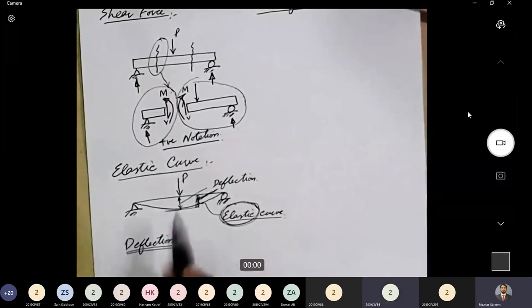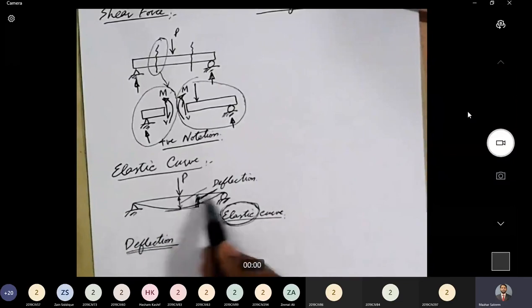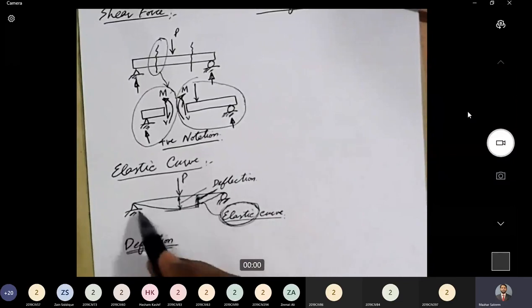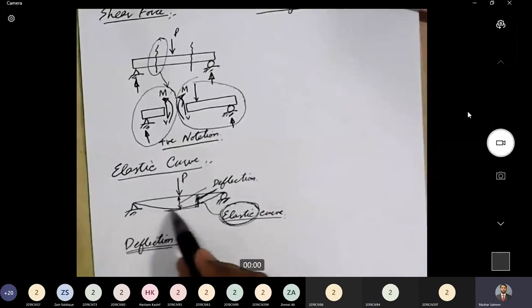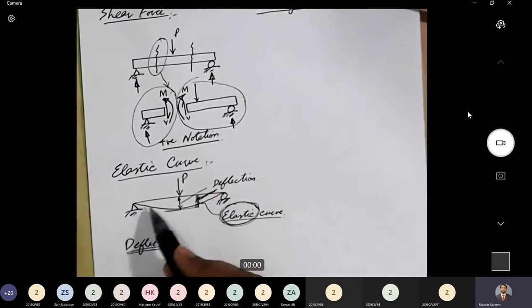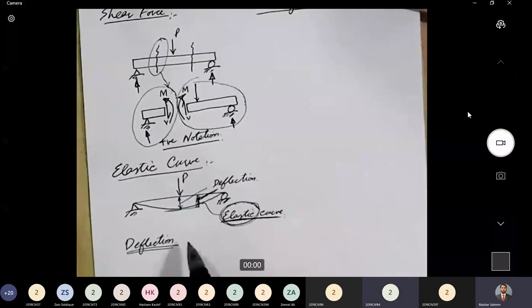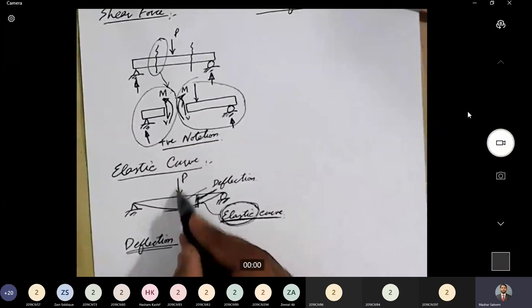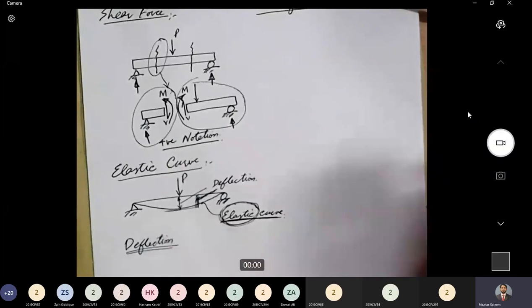Let me come back to my camera. So this is the original shape, or center line of the beam, or longitudinal axis of the beam. Under the application of external load, the beam sags down like this. So this is the deformed shape of the beam. And if the beam is within the elastic limit, then this deformed shape is termed as elastic curve. The deformed shape of a structural member under the influence of external loads, while the material is still within the elastic range, is termed as elastic curve. Is that clear now?